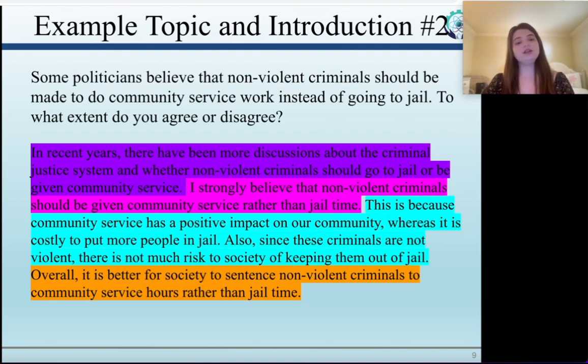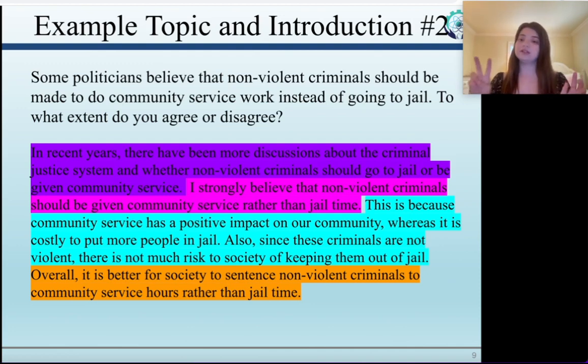I said, in recent years there have been more discussions about the criminal justice system and whether nonviolent criminals should go to jail or be given community service. I believe that nonviolent criminals should be given community service rather than jail time. This is because community service has a positive impact on our community, whereas it is costly to put more people in jail. Also, since these criminals are not violent, there is not much risk to society of keeping them out of jail. Overall, it is better for society to sentence nonviolent criminals to community service hours rather than jail time.